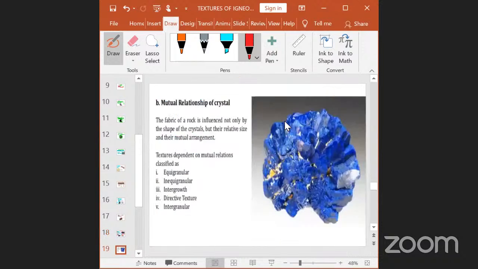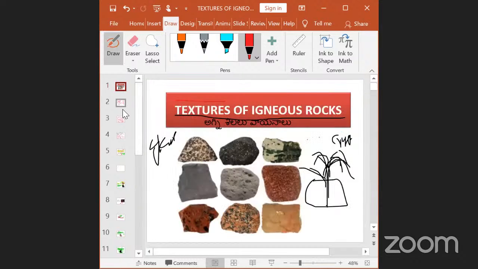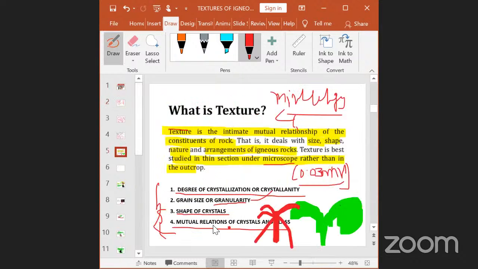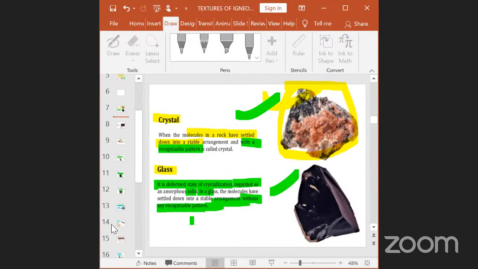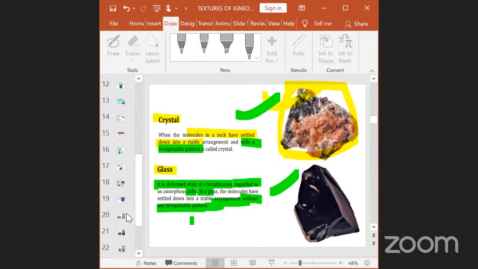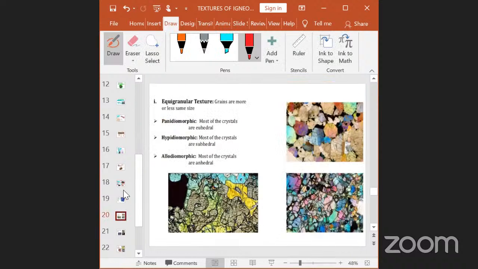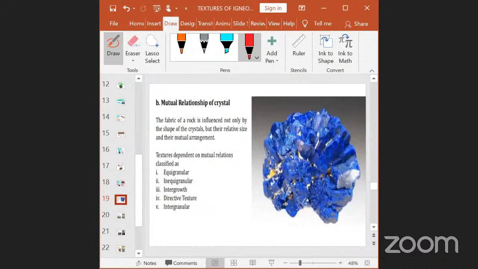So the next one is the mutual relations of crystals.